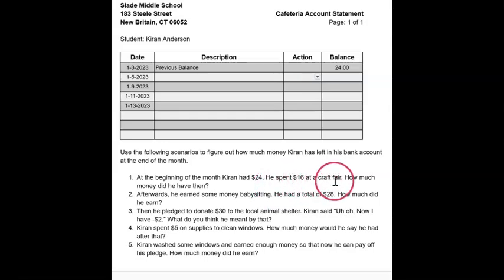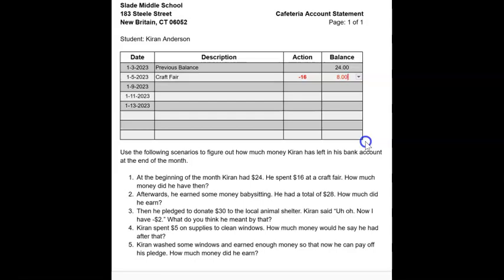He spent $16 at a craft fair. How much money did he have then? Okay, so we know that he spent $16, so that means he's taking money out of his account so he can spend it. So we're taking out $16. That's why it's negative. Okay, and then over here for the description, what did he spend that money on? He spent it on the craft fair. You're going to use your calculator to determine how much money he had left over after spending that $16, and you should have gotten $8 left.